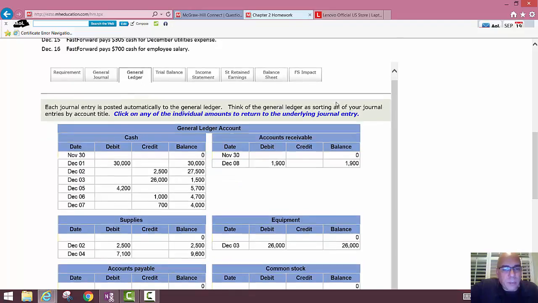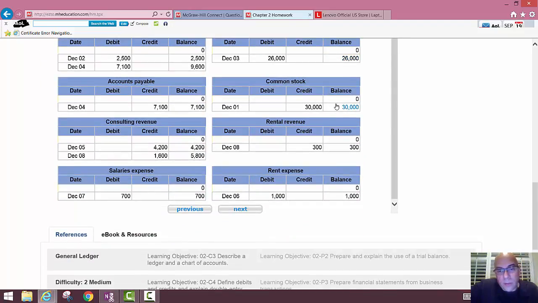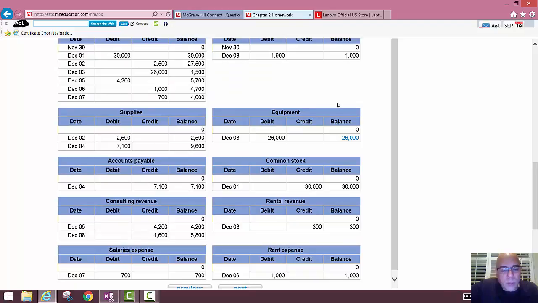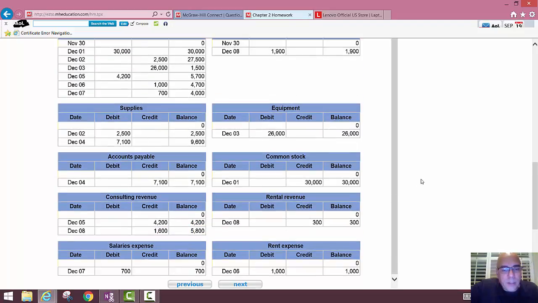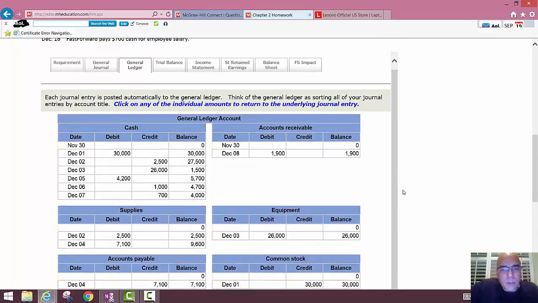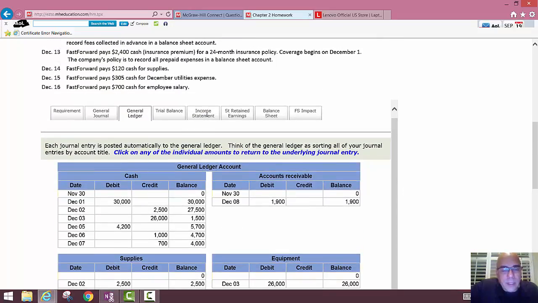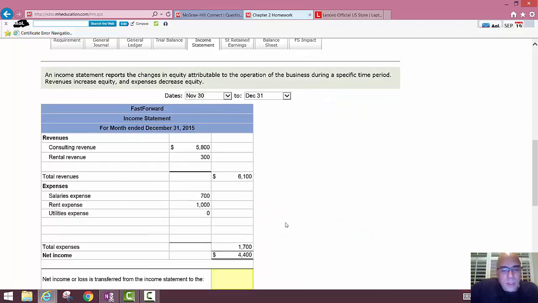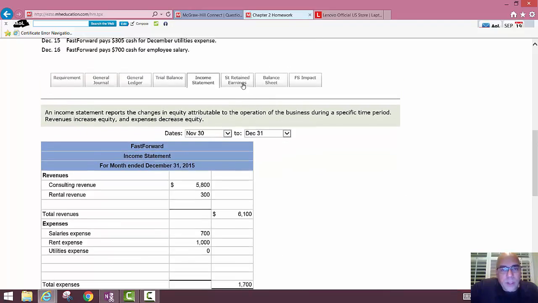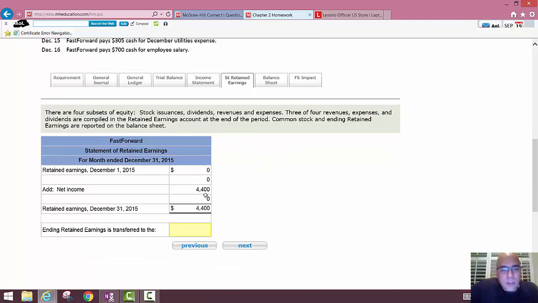Again, just looking back at my ledgers, this is how an accountant would go through and see that things were being done properly, and this is the point of these ledgers. I can see my transactions there. The 1,600 brought it up to 5,800, right? My rent revenue's 300, and I'm seeing that in the income statement. 5,800, 300. I'm seeing my net income is 4,400. So I look at my retained earnings. That's showing up at 4,400.